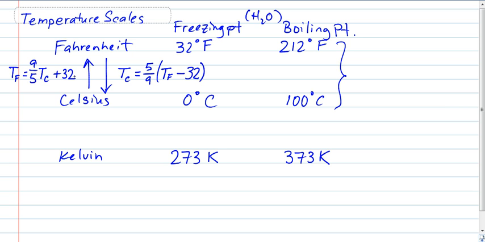The final conversion is from Celsius to Kelvin, where you just add 273. So the temperature in Kelvin is the temperature in Celsius plus 273, and sometimes we throw in that 0.15.